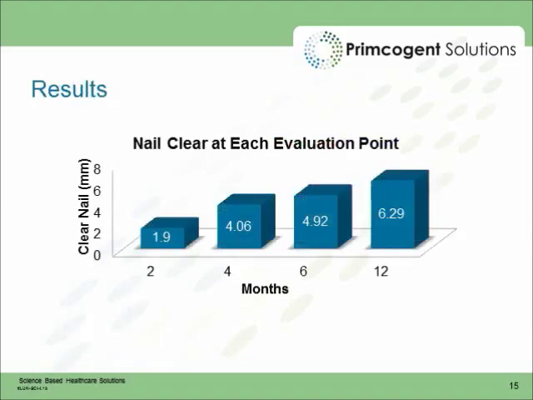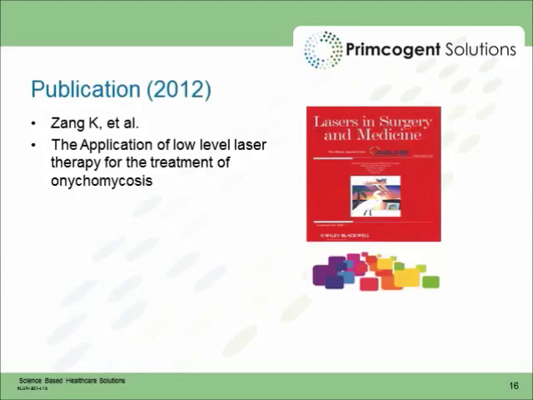Now, the overall nail clearance at month 2, the nail was clear by 1.9 millimeters. By month 4, the nail was clear by 4.06 millimeters. By month 6, the nail was clear by 4.92 millimeters. And by month 12, the nail was clear by 6.29 millimeters. So this shows an effective clearance of the nail following a single treatment with the Lunula technology, and these were statistically significant changes. This was published in 2012 in Lasers in Surgery and Medicine as an abstract.